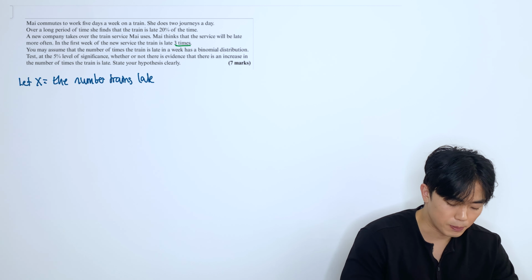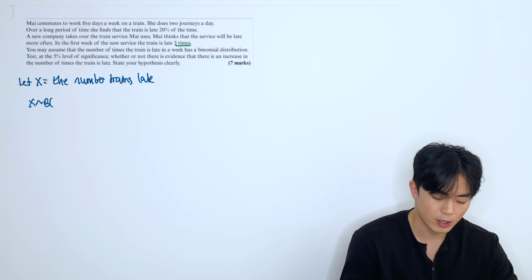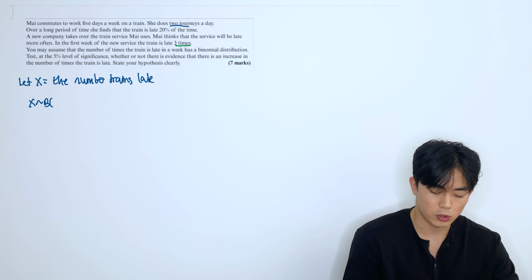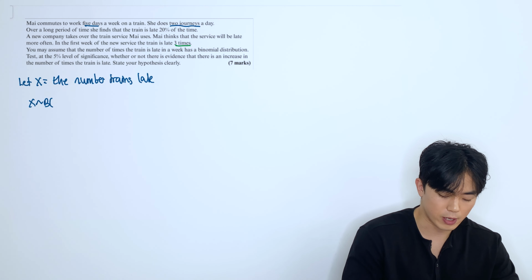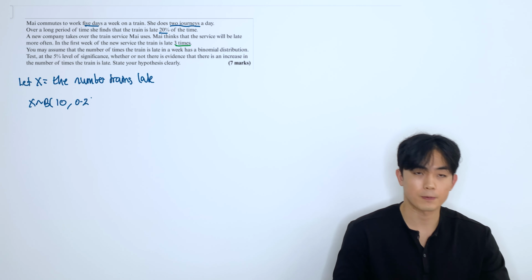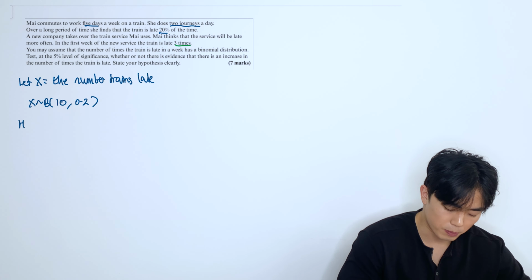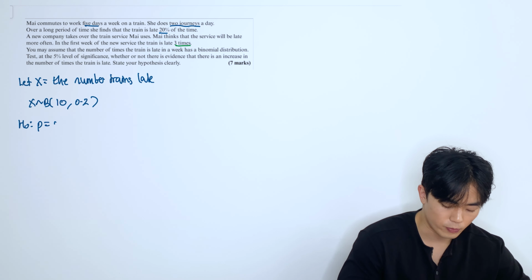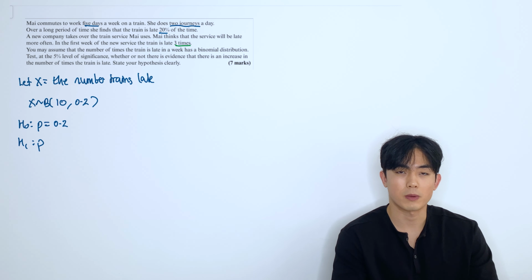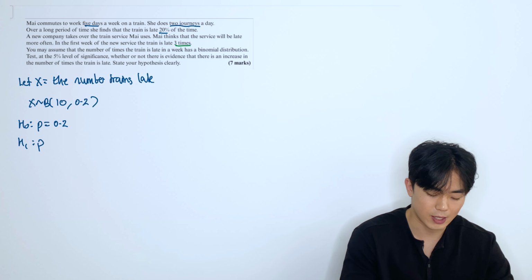Okay, and we have X is binomially distributed. N is how many? Well, she does 2 journeys a day, it's very important, 5 days a week, so n will be 10. And the probability of being late is 20%, so 0.2, like this. Right, so H0: P is the original value, 0.2. H1: P is going to be something 0.2.